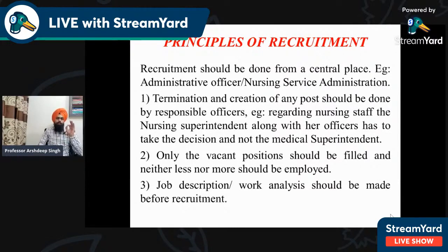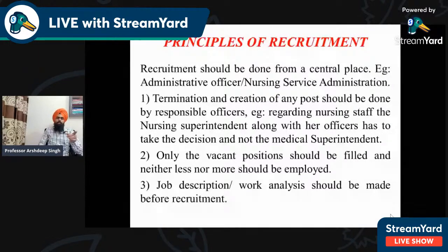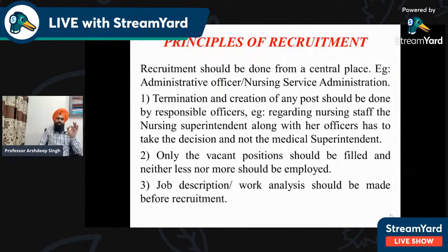medical superintendent. So it is obvious that if a vacancy has to be filled up or a number of persons have to be selected for a specific job, the head of that team or that department must take the decision. None other than that person should take the decision. Okay, that means termination and creation of that job. The example under the nursing staff is written. So the head of that department should only take the decision. None other person should take the decision.